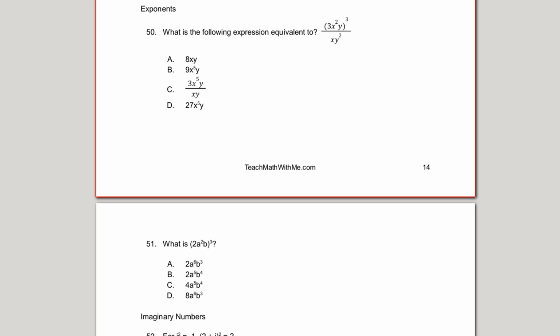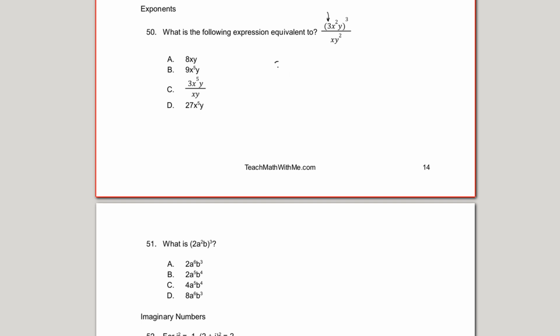We've looked at exponents in the previous questions, but let's look at them a little bit more. Question 50, what is the following expression equivalent to? This is similar to what we've done, but we've also got an exponent of 3 around this entire numerator here because of the parentheses. We know that. So when we raise an exponent to another exponent, we're going to multiply those exponents. But first we need to handle this 3. So I'm raising each of these terms.